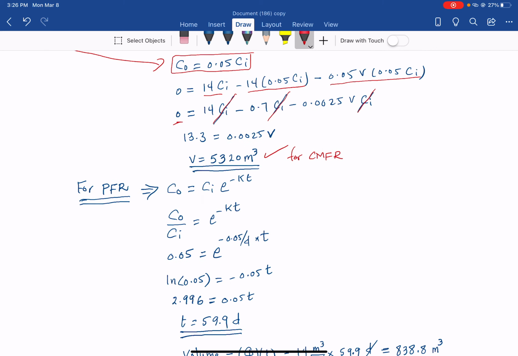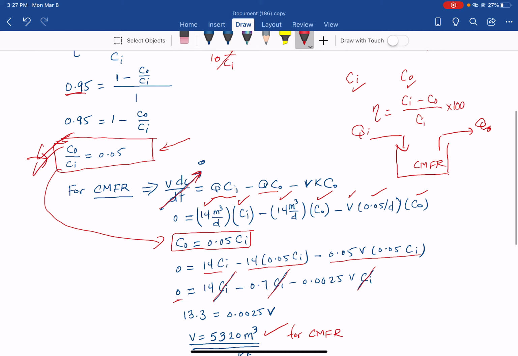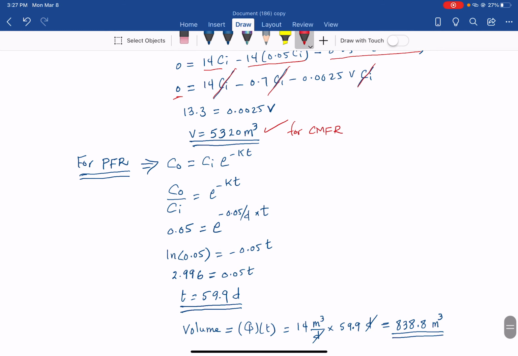Now for the plug flow reactor, we're going to use the famous equation for the plug flow reactor. C out, or C final, is equal to C initial times e to the power minus kT. So C out over Ci equals e to the power minus kT, and C out over Ci, we have it here, is equal to 0.05. E to the power minus 0.05, K is given, times T. Then you do ln 0.05, which equals minus 0.05 T. You take the e out, and then 2.996 equals 0.05 T, so you end up with a time of 59.9. Let's find the volume.